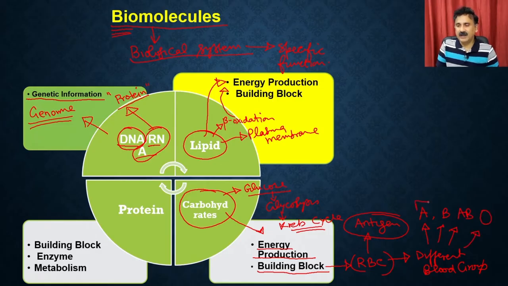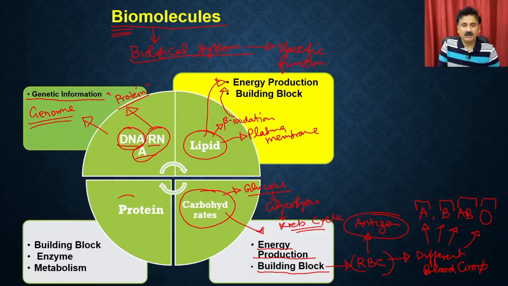In A, we have the A antigen. In B, we have the B antigen. In AB, we have both A and B antigens. And in O, we don't have any antigens. So the difference between these antigens is that there is a protein which is modified by carbohydrate molecules.